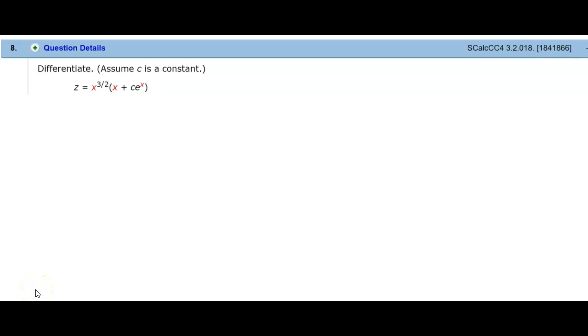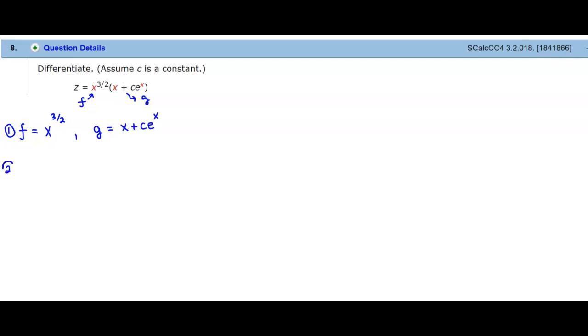Here we're going to differentiate the function, assuming that c is constant. So we're going to use the product rule. We're going to call the first term f, and the second term g. So let's go ahead and do that. We know that f is going to represent the function x to the 3/2, and then g is going to equal x plus ce to the x.